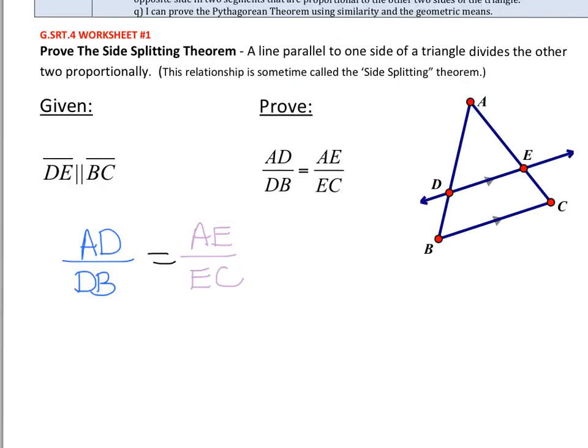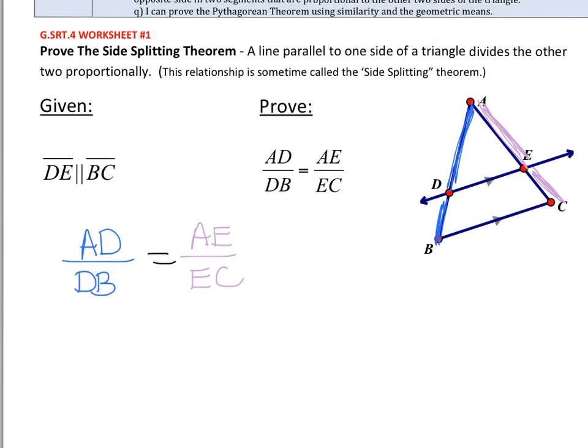If we compare that with our original diagram, we've proven that the top part of that side of the triangle over the bottom part of that side would be equal to the other top part of the triangle over the other bottom part of that side. We have now proven the side-splitting theorem.